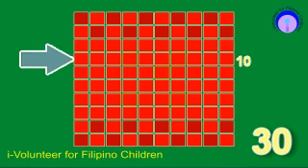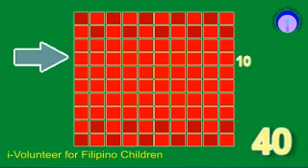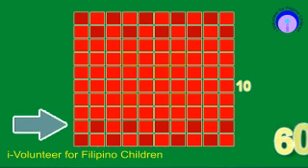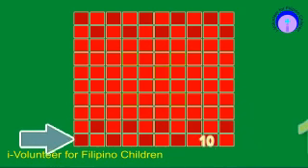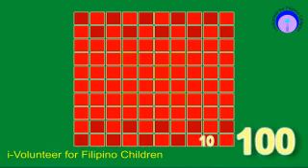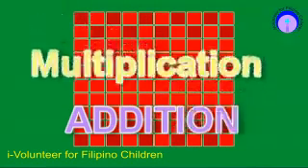Now let's go to the fourth row. The fourth row will give us the total of 40 red blocks, and it will continue until all the 10 rows are accounted for. Now, which one is faster? Addition or multiplication?